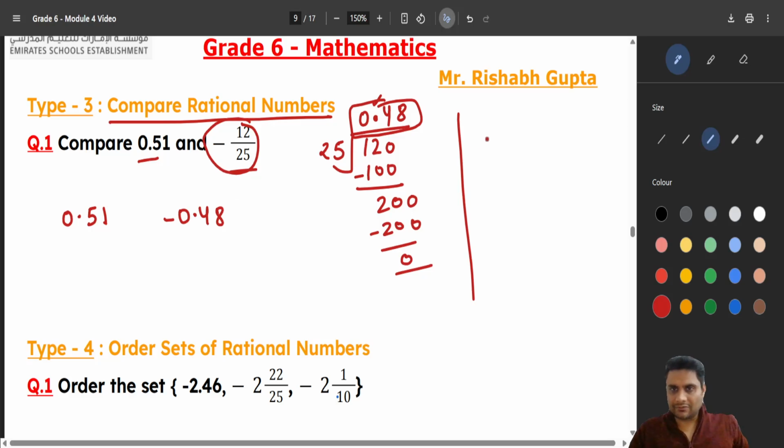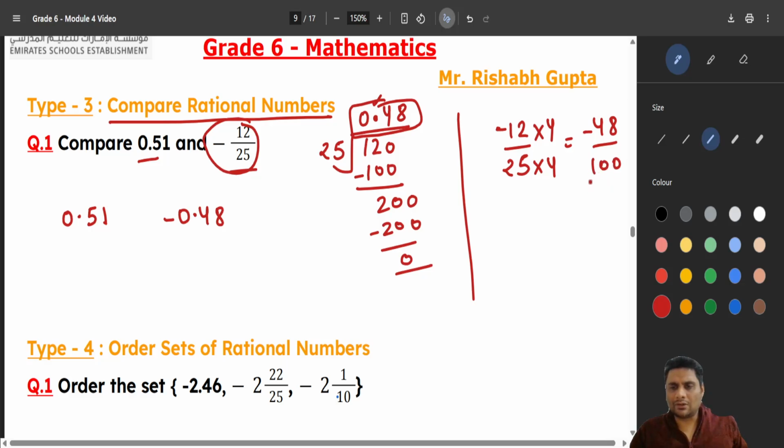Other way of changing the number into decimal. There, this is minus 12 over 25, right? If you can change this number into 100 by multiplying something, then we can skip the division part. How? 25 times 4 gives me 100, right? So multiply it by 4 and multiply the numerator also with the same number. 12 times 4, 48, with a minus sign here. 25 times 4, 100.